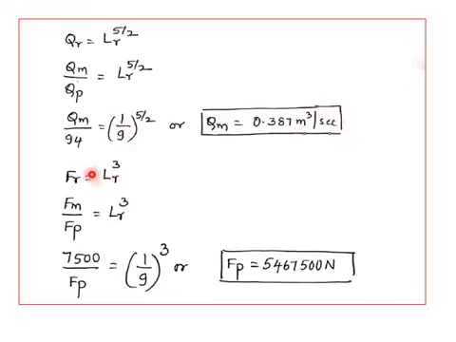We know that the force ratio is LR cube. So therefore Fm by Fp is LR cube. So therefore since the force in the model is given, which is 7,500 newtons, the force in the prototype can be determined, which comes to 54,67,500 newtons, which is 5467.5 kilonewtons.